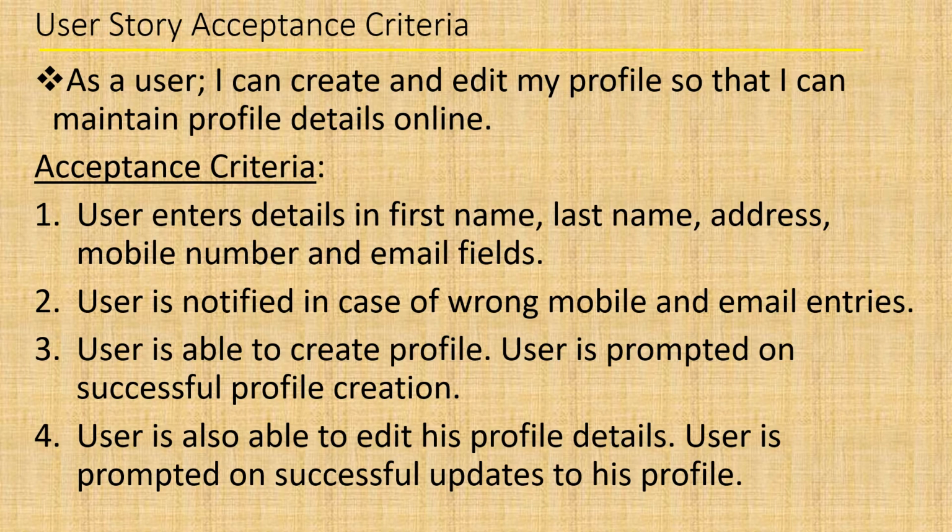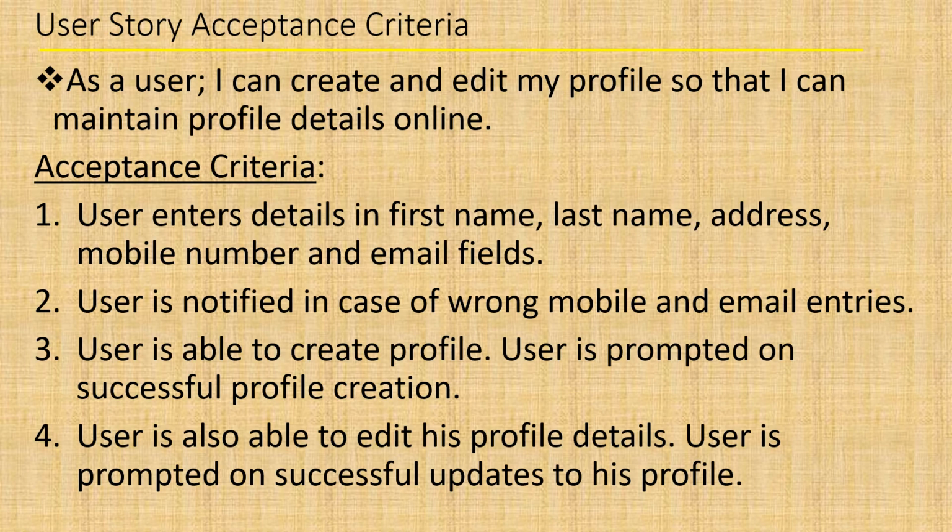Like the word describes, acceptance criteria simply means when the developer or any team says they are done with the user story, what exactly they have done as part of the user story will be determined by the acceptance criteria. So let's consider an example of a user story. Again, create and edit profile. The user story definition says, as a user, I can create and edit my profile so that I can maintain profile details online.